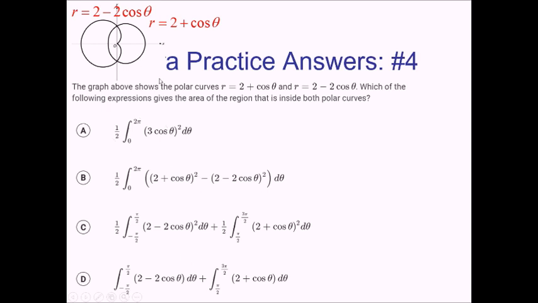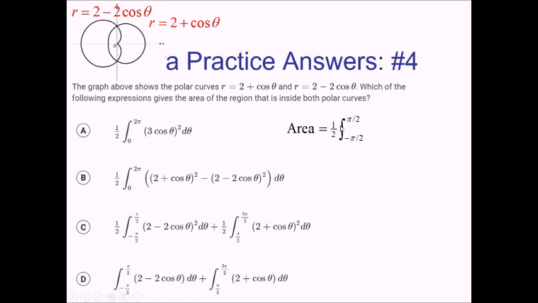Okay, so our general formula for the area is going to be 1/2 times the integral from a to b of r squared d theta. So I'm going to just take this first area here. To get this area, I'm just using the r equals 2 minus 2 cosine of theta curve. And I'm going to use that from, I guess I'd have to go from negative pi over 2 to positive pi over 2 to get this area in here.